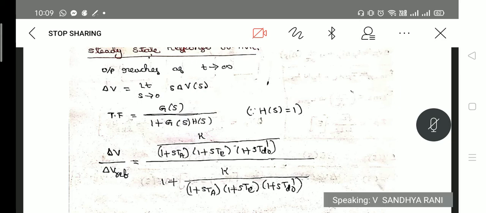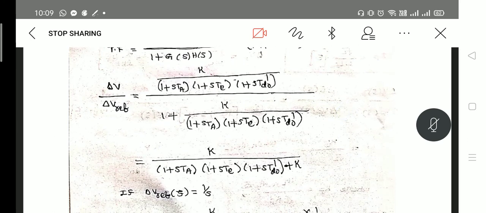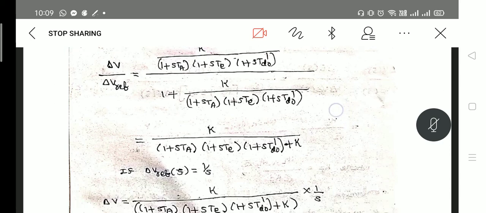Here G is K by (1 plus STA) into (1 plus STE) into (1 plus STD). So substituting here, calculate and simplify: K by (1 plus STA)(1 plus STE)(1 plus STD) plus K. Right. From this, delta V of S is equal to delta V reference of S into this whole transfer function. Right. Delta V reference here is 1 by S, since I am taking the input as a step signal.